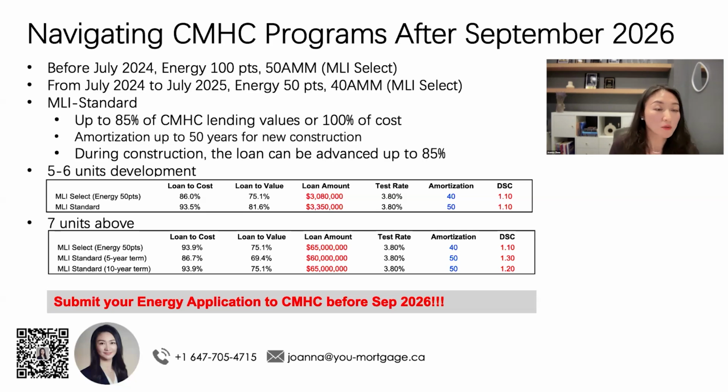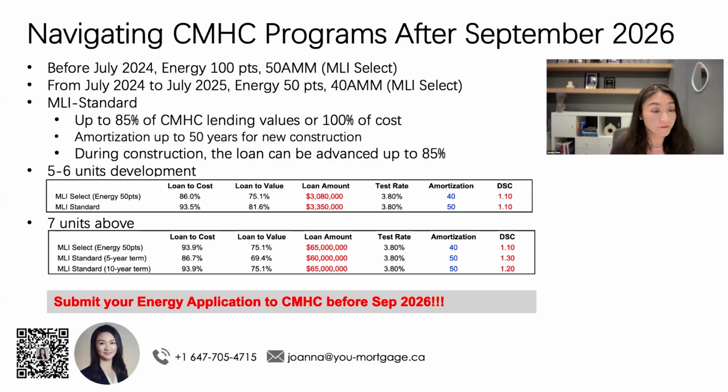But I also want to mention another point. Even for the 5 to 6 unit development, we are getting a higher loan amount under MLI standard. However, we need to pay attention that for construction, the loan can only be advanced up to 85%. It means during construction, the equity required to do the project is still 15%. If you don't have that amount, you will still need to use energy efficiency to get MLI Select approved, to provide you less equity to start this program.